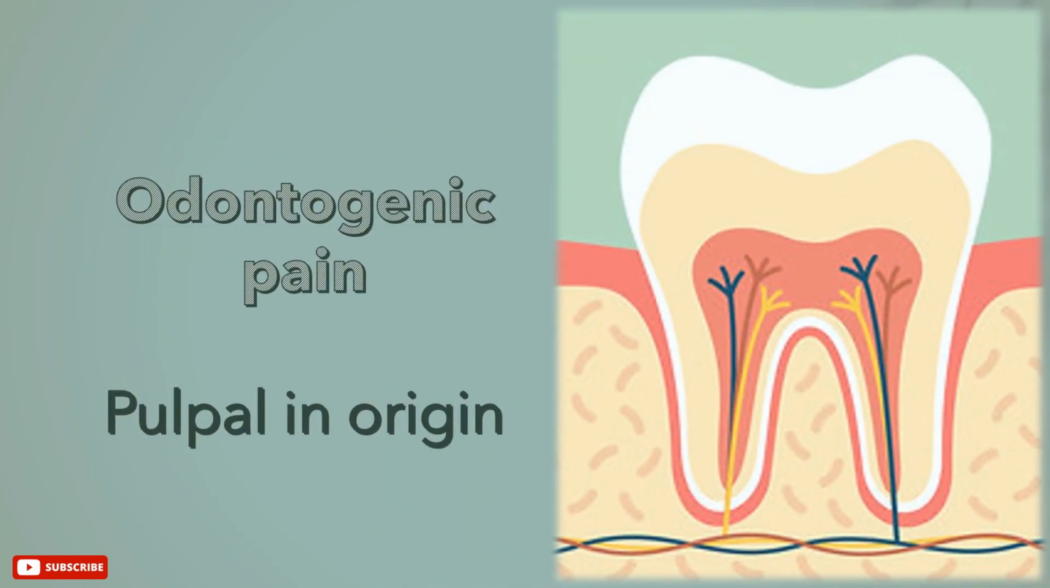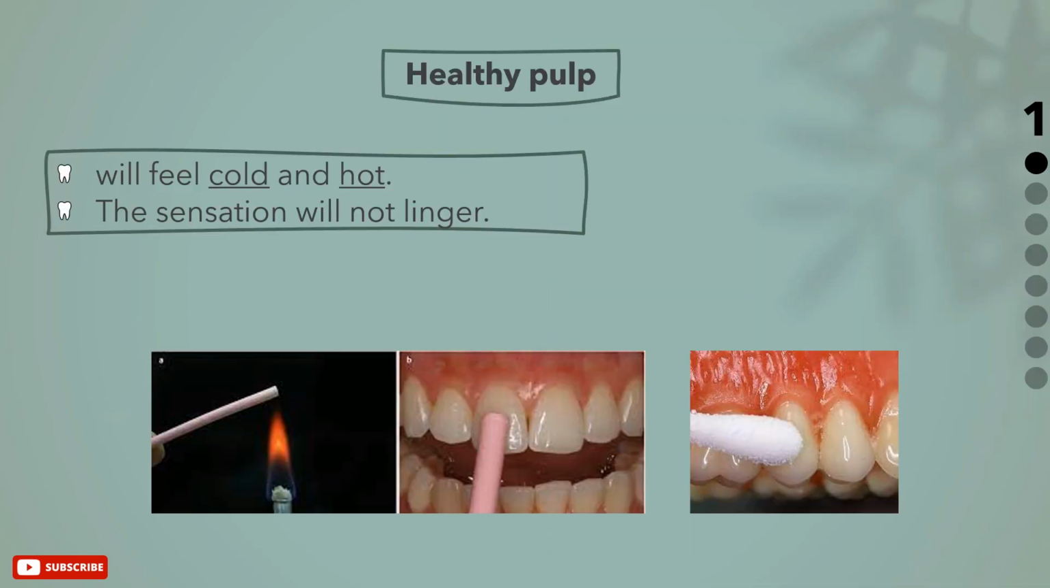Odontogenic pain that is pulpal in origin. Starting with healthy pulp, healthy or vital pulps will respond to any stimulus, whether cold or hot, and the sensation of the pain due to the stimulus will not linger. It will disappear right after the stimulus is removed.